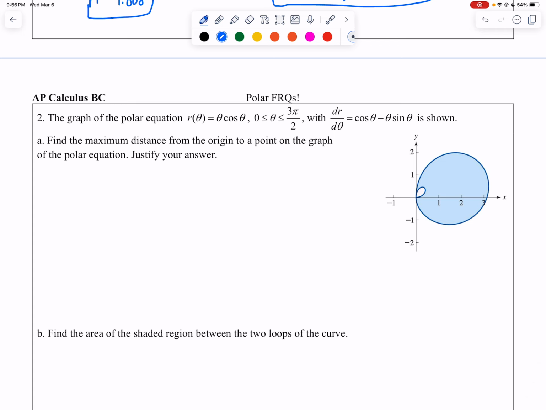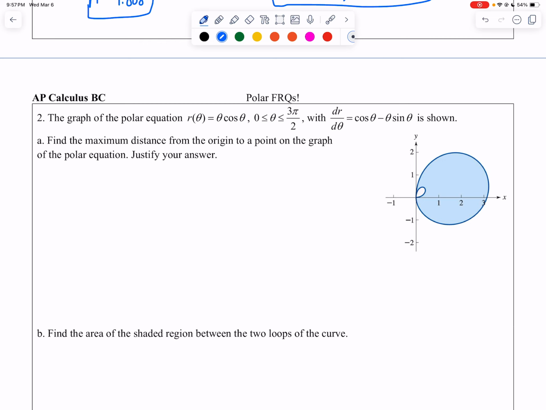Number 2, we have the graph of the polar equation r of theta is equal to theta cosine of theta for 0 to 3 pi over 2. And it already gives you that dr/dtheta is cosine theta minus theta sine theta as shown. We want to find the maximum distance from the origin to a point on the graph of the polar equation, and we are going to have to justify our answer.